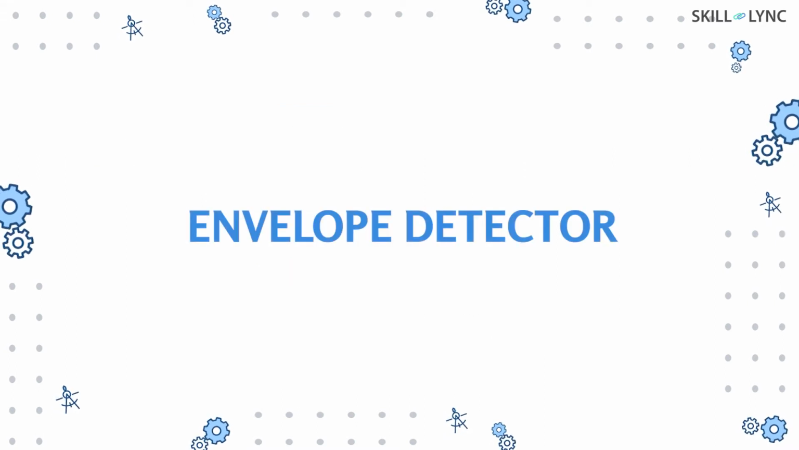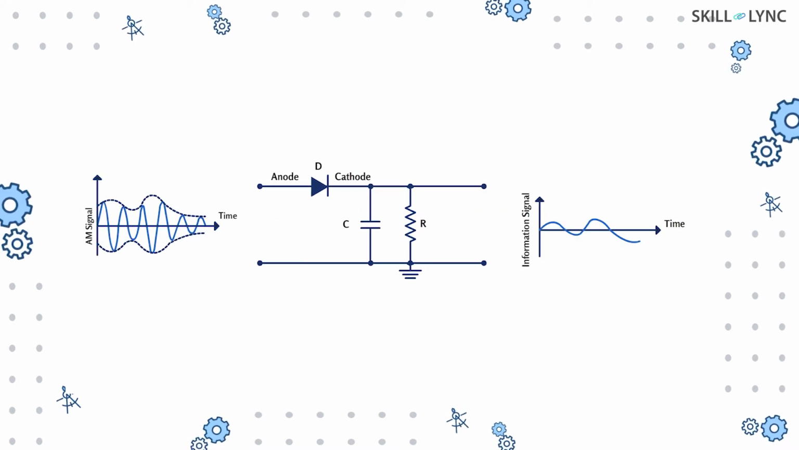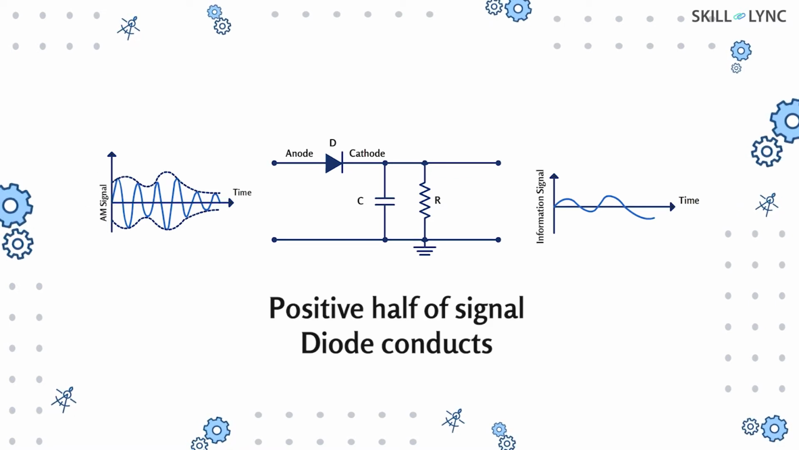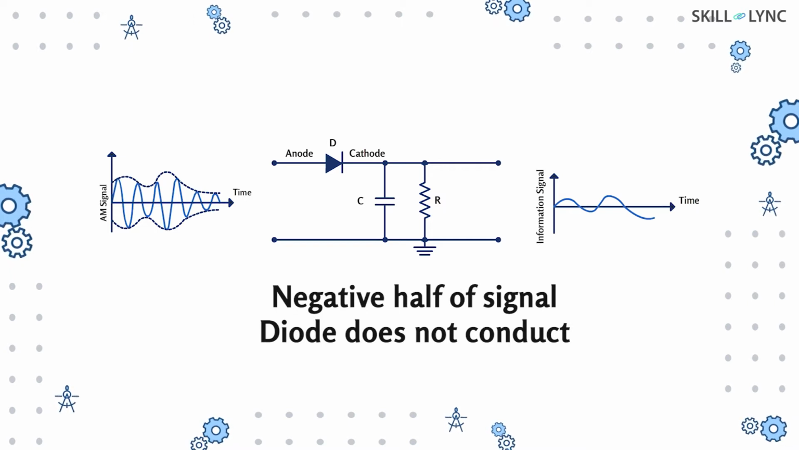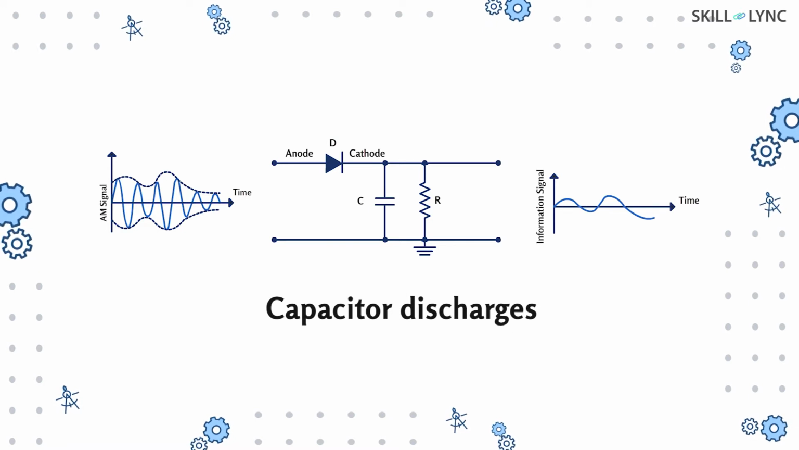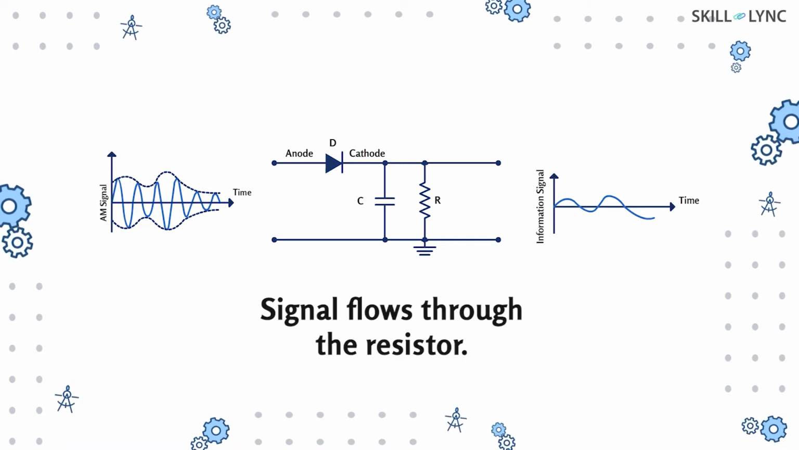Next, we have the envelope detector circuit. The envelope detector consists of a diode and a low pass filter circuit. The diode, as we know, conducts current only when forward biased. When we pass the alternating modulated wave through the diode, only the positive half passes through it. This positive half charges the capacitor. During the negative half, the diode is reverse biased and does not conduct. During this period, the capacitor discharges, the signal flows through the resistor and we get the original message signal. Well, that's all for amplitude demodulators.